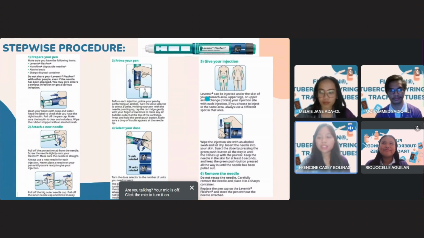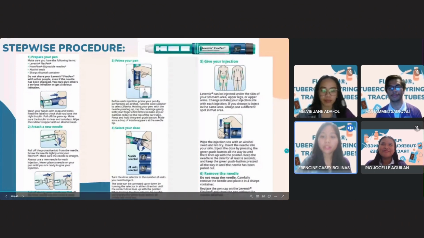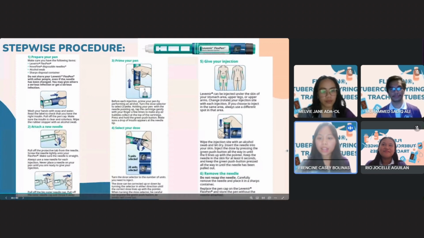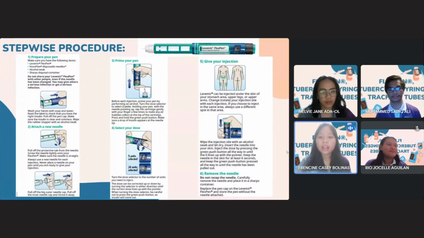And so the stepwise procedure is the following. First, you must prepare your pen, and second, you attach a new needle. Third, prime your pen, and then select your dose, give your injection, and finally remove the needle.